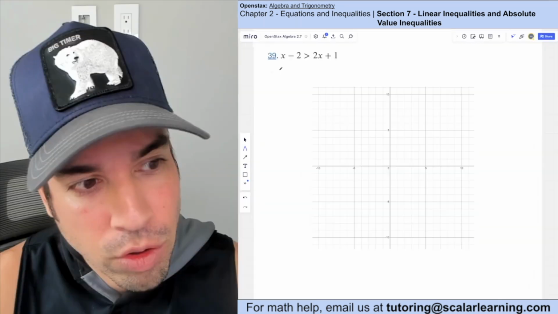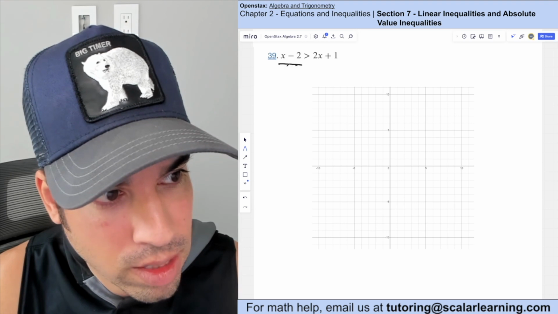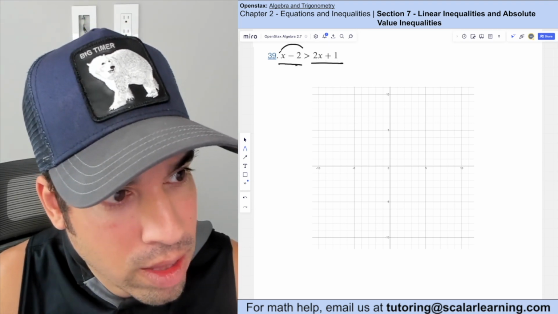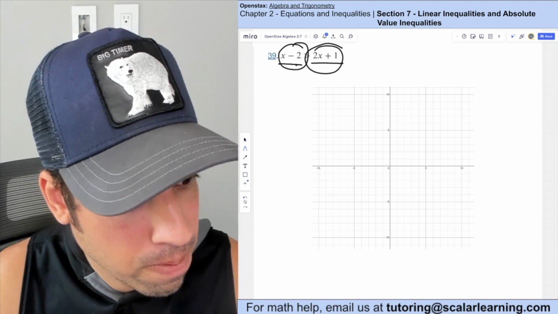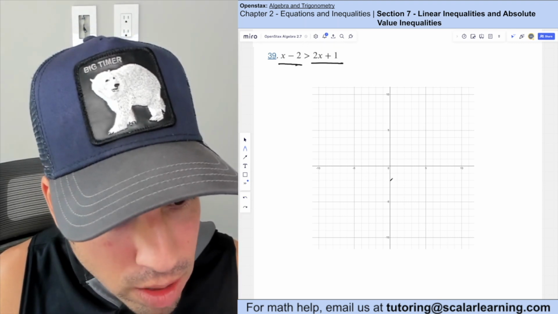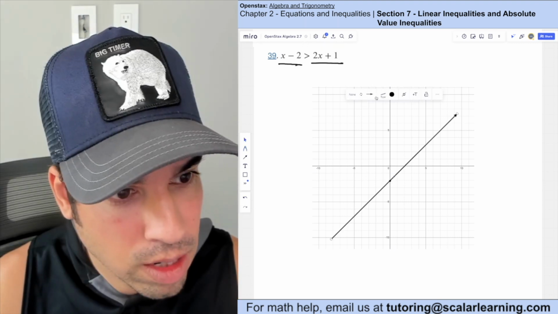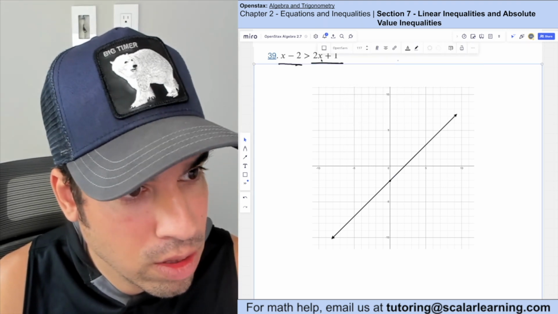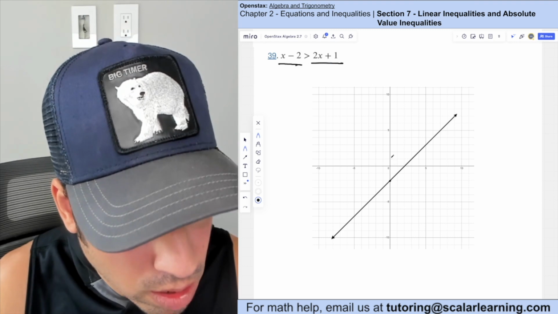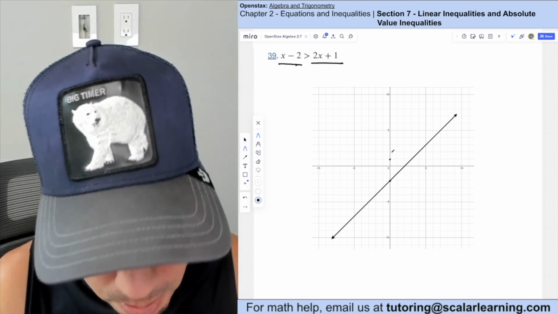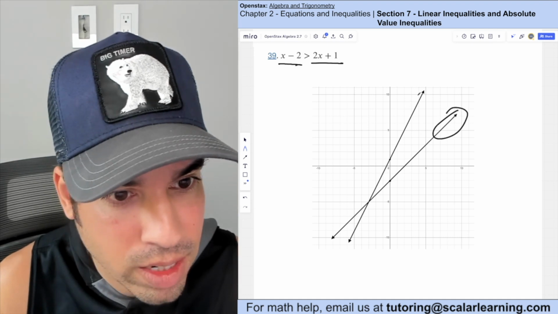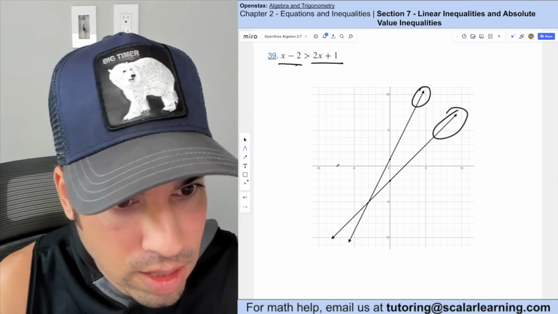Done. So for this question, we're going to graph this as y equals x minus 2, y equals 2x plus 1, and see where this side is greater than this side. So y equals x minus 2, that is a y-intercept of -2, and it's got a slope of +1. So there you go. That's the left side. And then the right side, 2x plus 1. So we got a y-intercept of 1 and a slope of +2. And there we go.